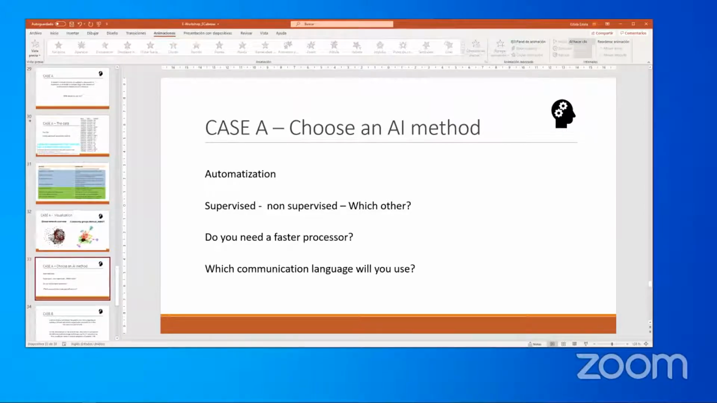So your project was a success, and now you need to give back these results to the research institution. So which communication language will you use? Will you go for a more technical language? Or will you use more visual images to see all the interactions that you have found?